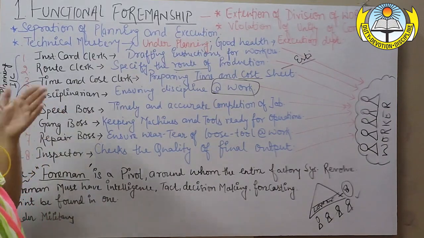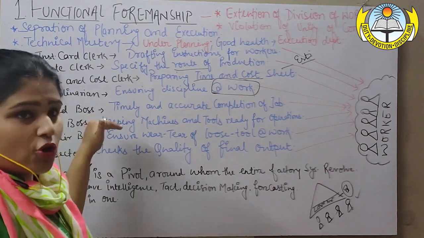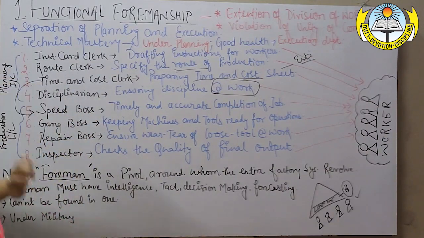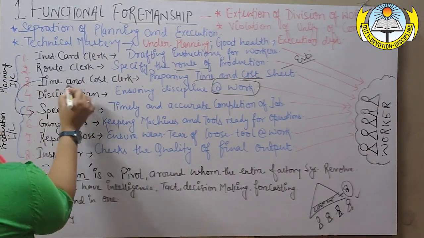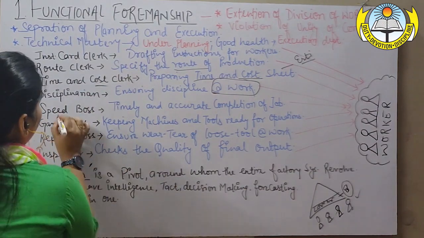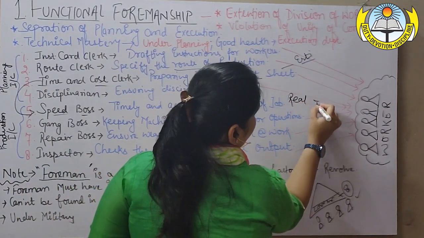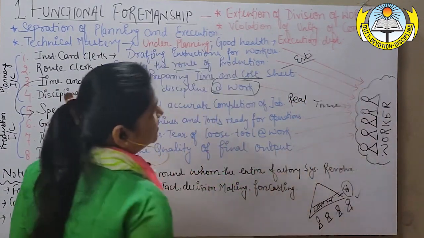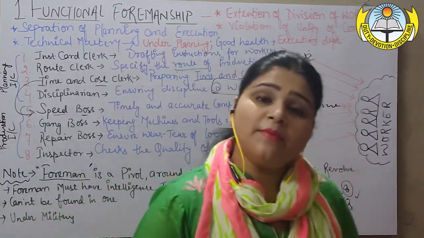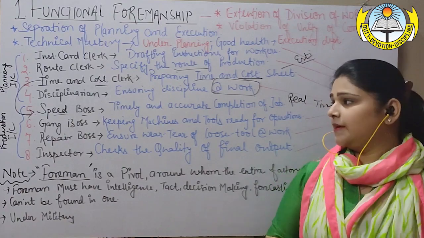Now, the speed boss. Speed boss was the next person. Speed boss's job was, as I just told you, whatever the time and cost clerk has decided as an estimation has to be checked by the speed boss as a real time activity. Is that taking place in real time or not? Which means timely and accurate completion of the given task.